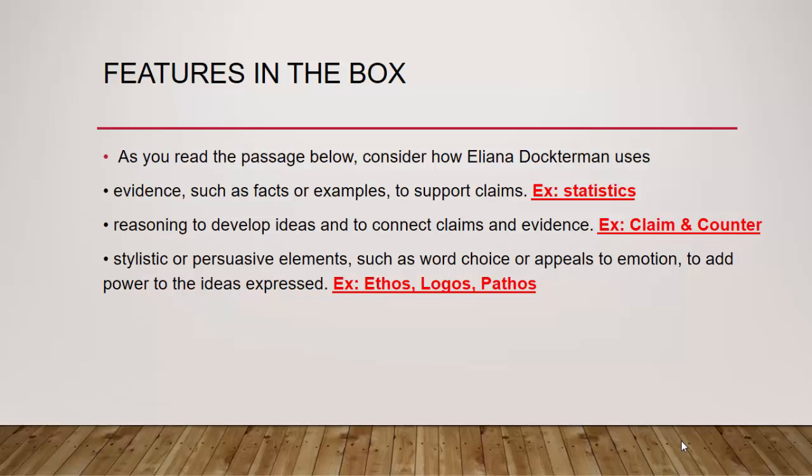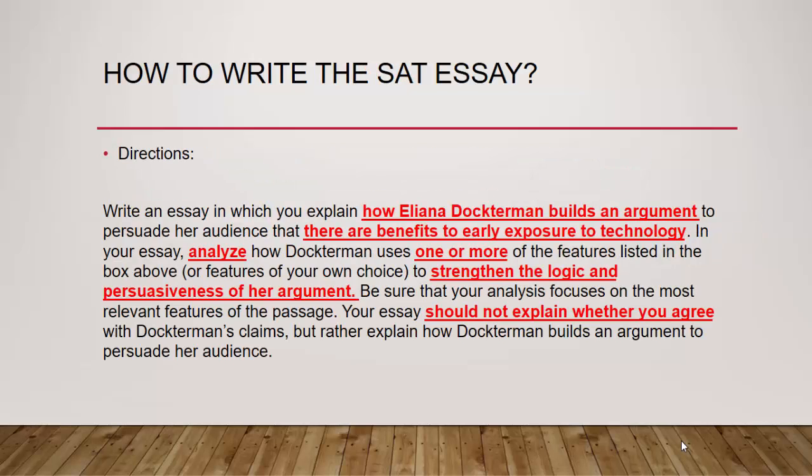Let's go over this. As you read the passage below, consider how Eliana Doctorman uses evidence, such as facts or examples, to support claims. For example, statistics. Almost every article is going to use statistics. Now, you also have to explain how she uses reasoning to develop ideas. Plain and simple, these are claims and counterclaims. And lastly, you could also mention how she uses style and persuasive elements. Just remember these three words: ethos, logos, and pathos. But don't fret, I'm going to tell you what these mean later.